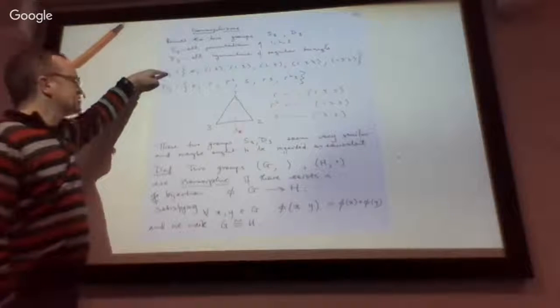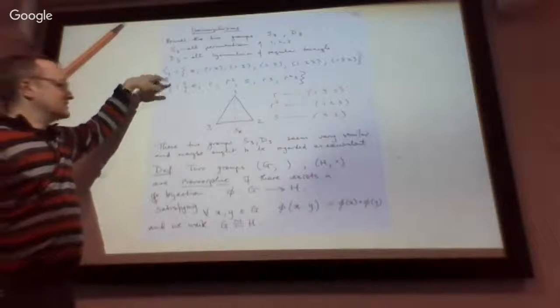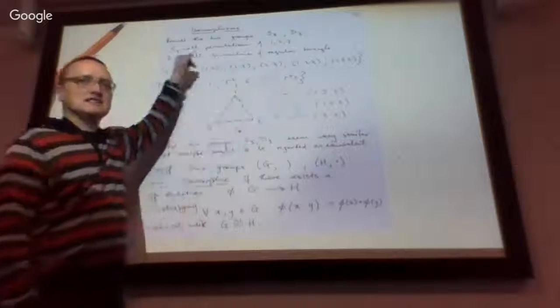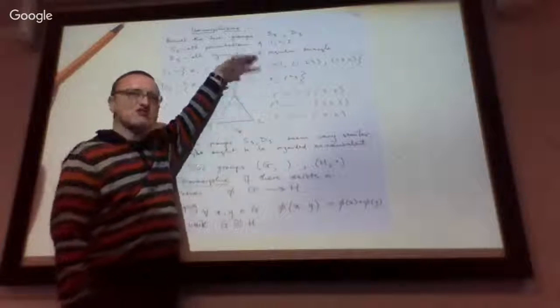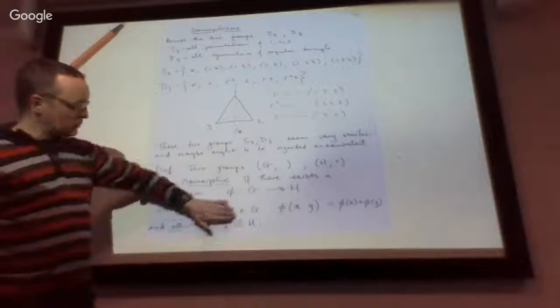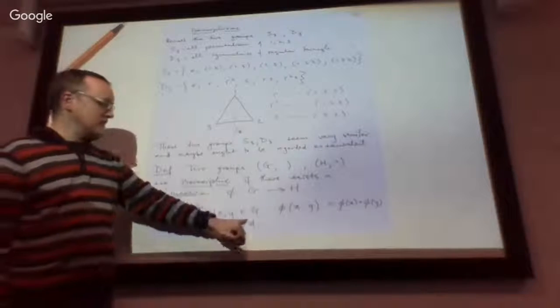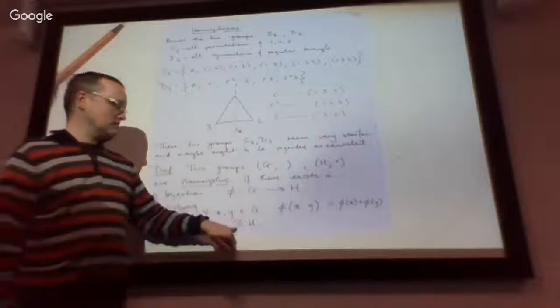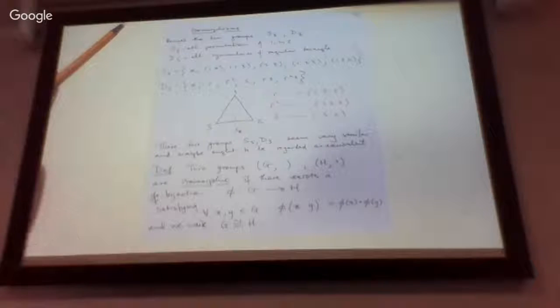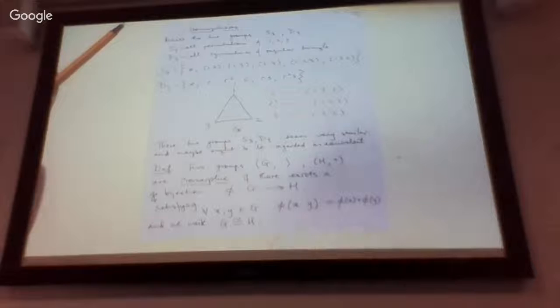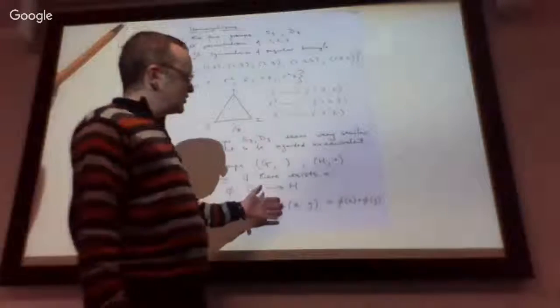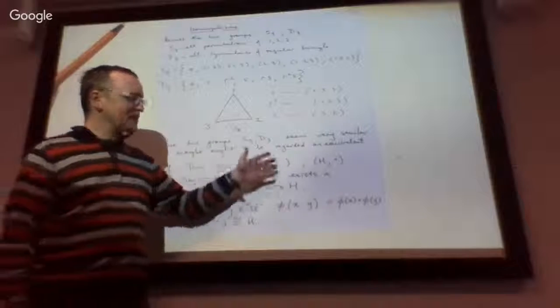I certainly wouldn't want to say that S3 equals D3, because this contains transformations of the plane, this contains rearrangements of 3 objects. There's certainly a strong link between them, but I wouldn't want to say G is equal to H. So we have this annotated equals sign with a tilde on top of the equals. That's what we write when they're isomorphic, and if you're reading this out in English, you say G is isomorphic to H.